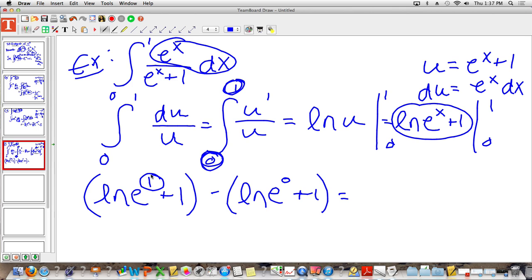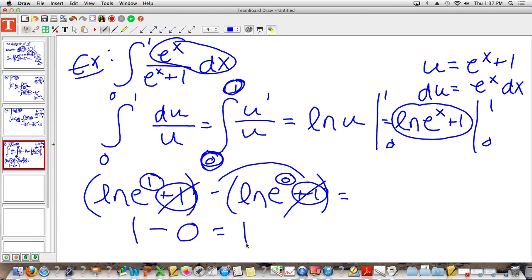And I want to show you something too. Over here I have another plus 1 when I'm subtracting that in, so I can just cancel those 1s out right now too. And then the ln of e to the first power is 1, minus, what is the ln of e to the 0 power? Should be 0. It's this power right here. So we have 1 minus 0. What is 1 minus 0? 1. So the value of that integral is 1.